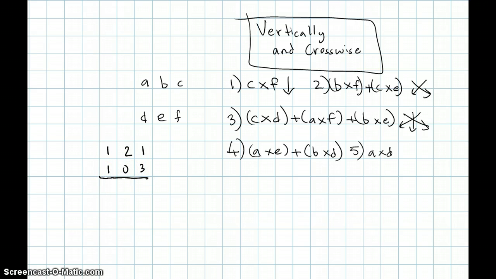So let's look at this. Our first step is c times f, 1 times 3, which is 3. b times f plus c times e, which is 2 times 3 is equal to 6, plus 1 times 0 equals 0, so this will be 6. Then the third step, which is a little harder, but it's not that hard if you look at it closely. So 3 times 1 is 3, plus 1 times 1 is 1, plus 2 times 0 is 0. So 3 plus 1 is 4.